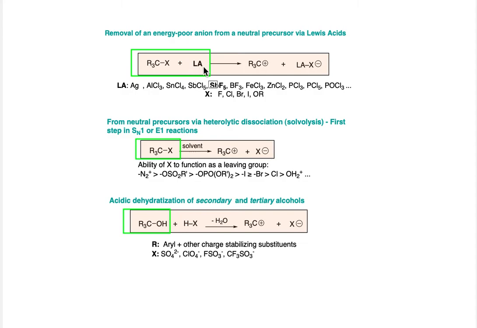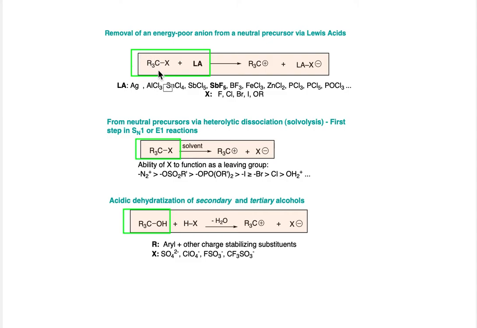In the first instance, you can see the Lewis acid can be silver, aluminum chloride, perchlorostannane, or antimony pentachloride, antimony pentafluoride, trifluoroborane, ferric chloride, zinc chloride, trichlorophosphorus, pentachlorophosphorus, or phosphoryl trichloride.